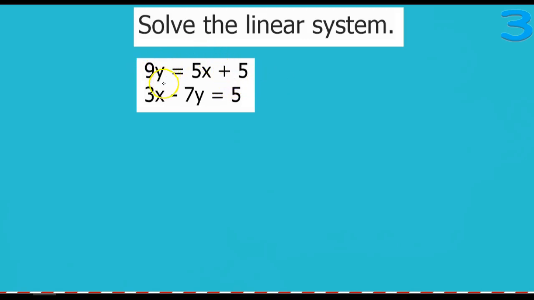Okay, here we don't have our x's and our y's lined up. So what I want to do is I want to move this 5x over to the other side. So I know I'm going to subtract 5x from both sides. So we get a negative 5x plus 9y equals 5, and 3x minus 7y equals 5.